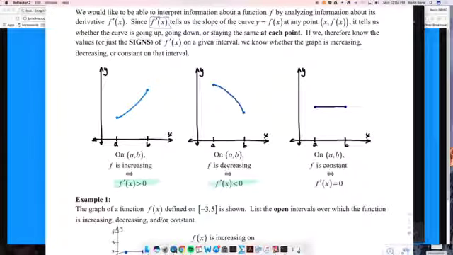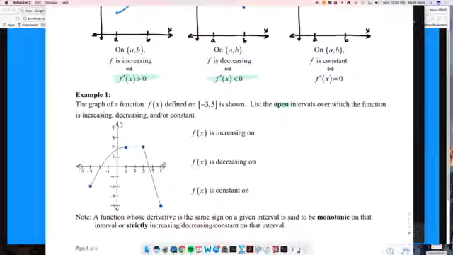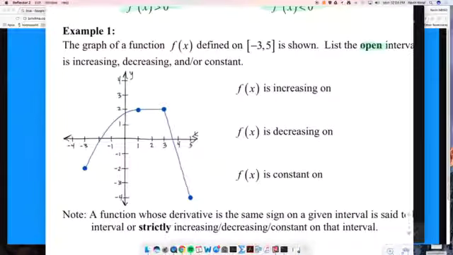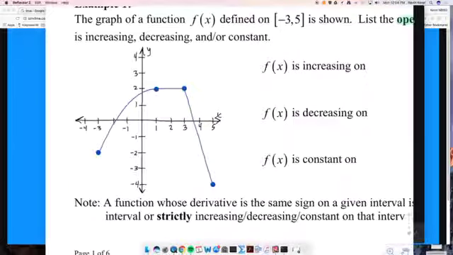Okay? So it's just the sign of f prime that tells us that information. So what we're going to do is we're going to be looking at open intervals, open x intervals, where the function is going uphill from left to right, downhill from left to right, or staying the same from left to right. So here's a graph of a function from -3 to 5. It's always nice to start off with the graph because it's the easiest way to answer the questions. We want to know for this function f of x, on what open x intervals is the function increasing, decreasing, and constant. So increasing. Is it increasing from 5 to -3?